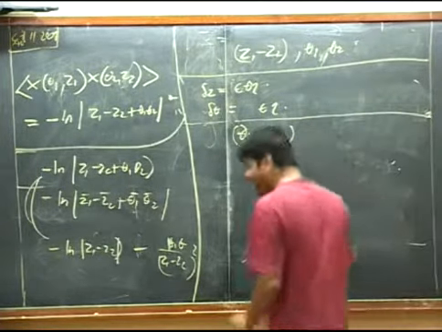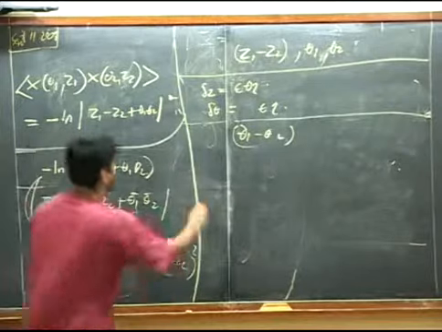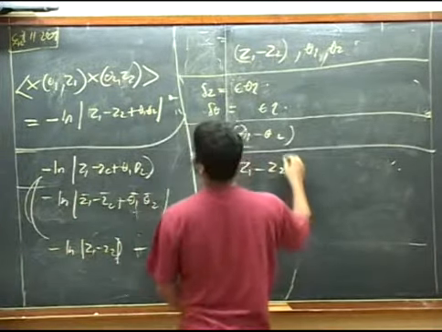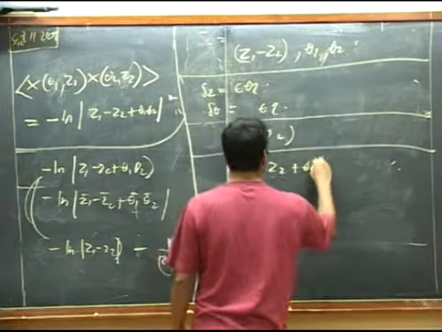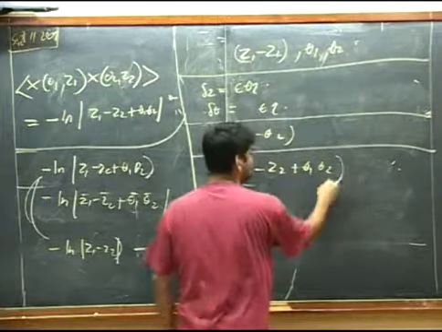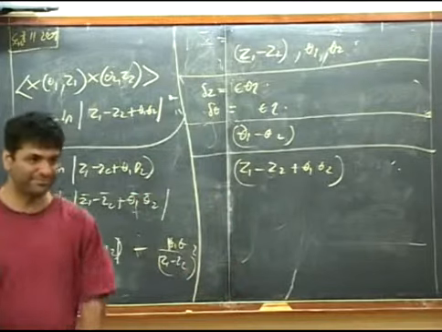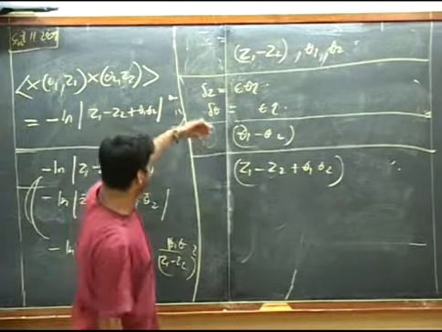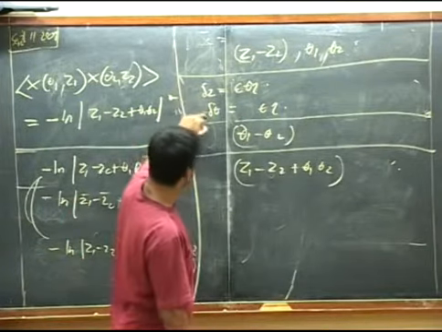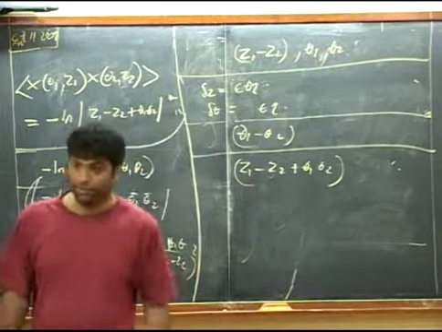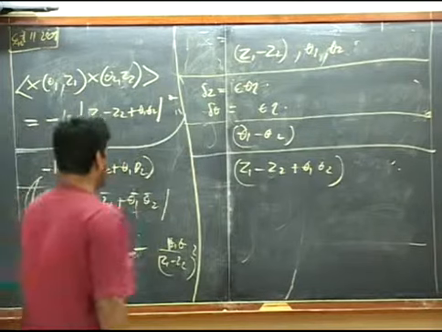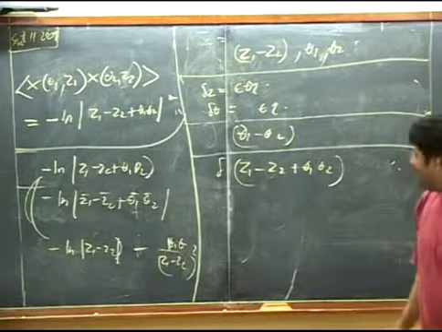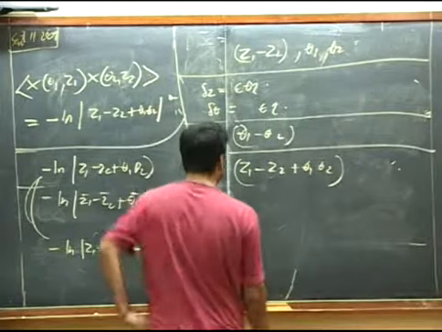However, there is another more interesting combination, and that is z1 minus z2 plus theta 1 theta 2. This more interesting combination stems from the fact that z and theta both shift under fermionic translations. Let's see. Let's take delta of this object.